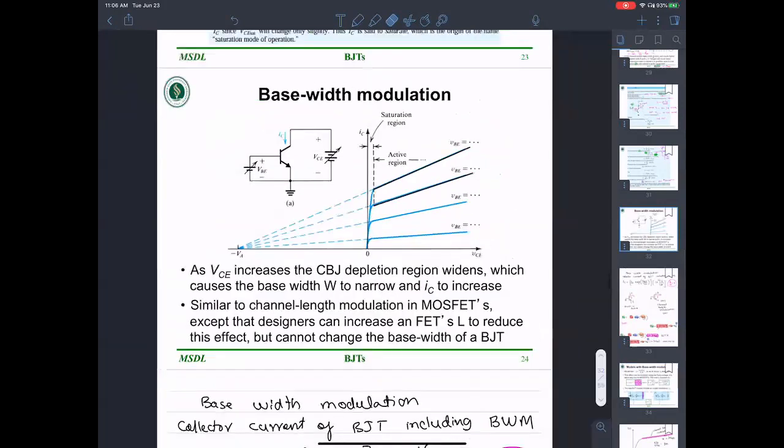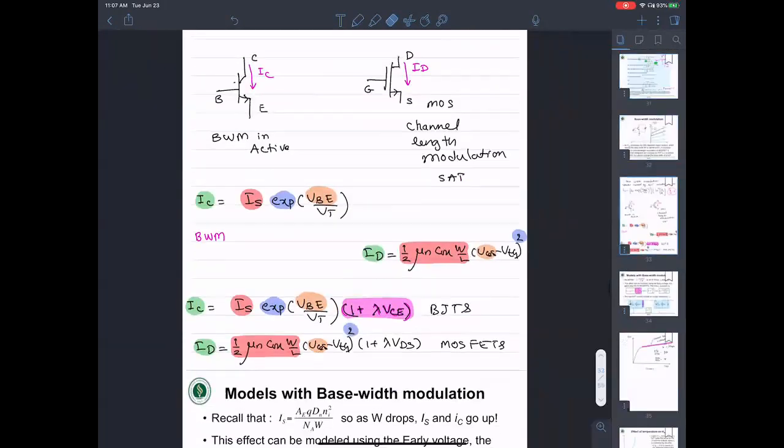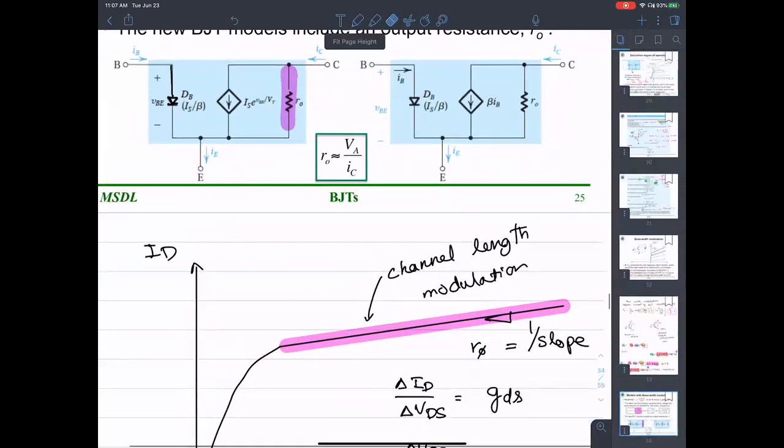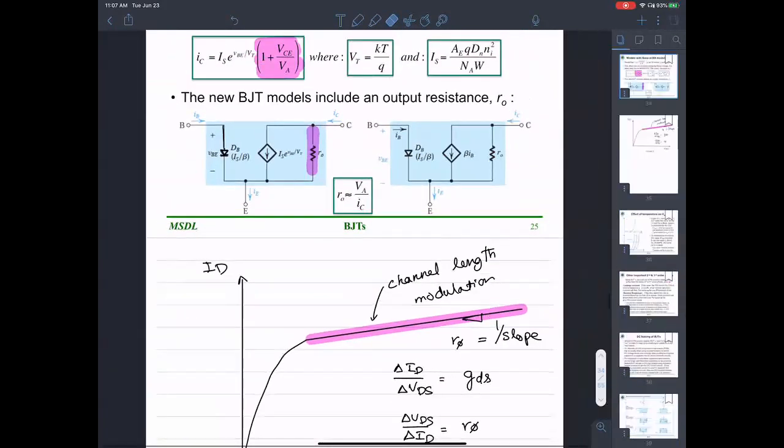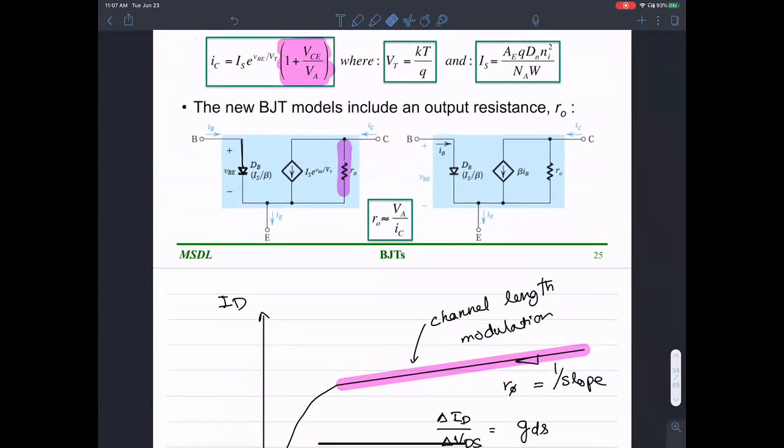The slope of that will give you... the inverse slope of this will give you what is known as the R naught. So that's an add-on, an enhancement to your BJT model to include the output resistance. Questions?